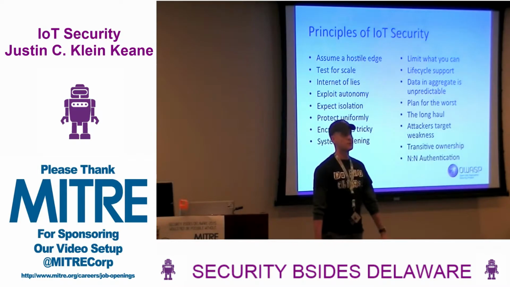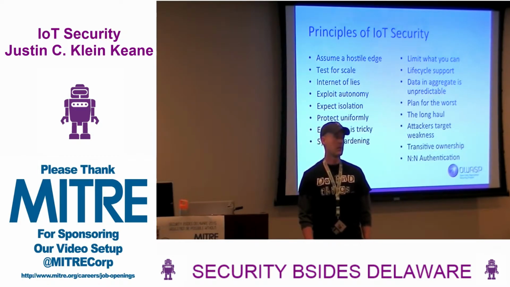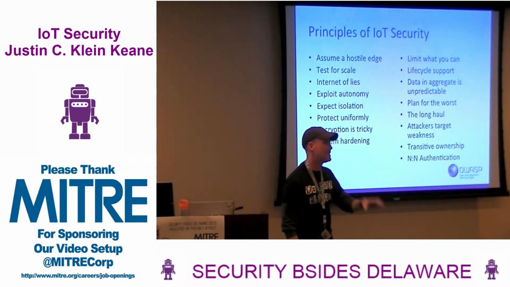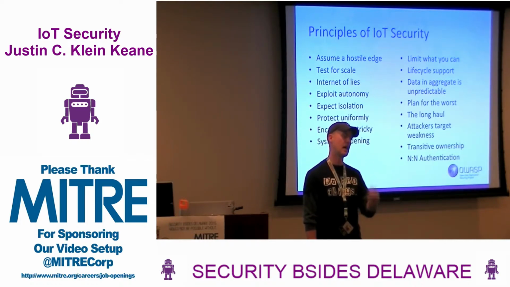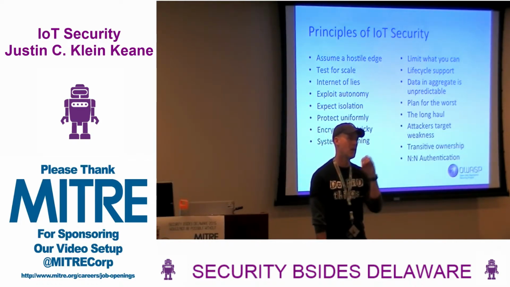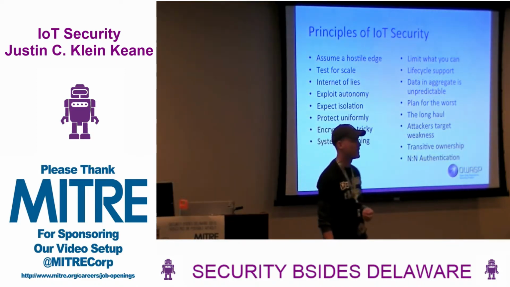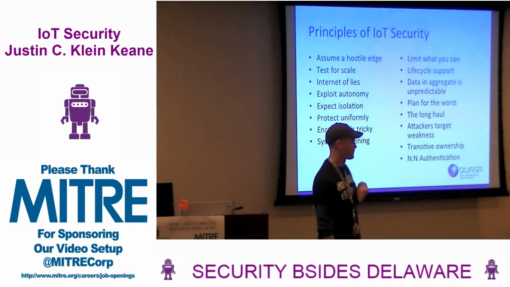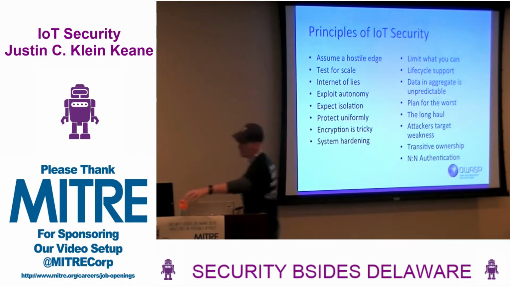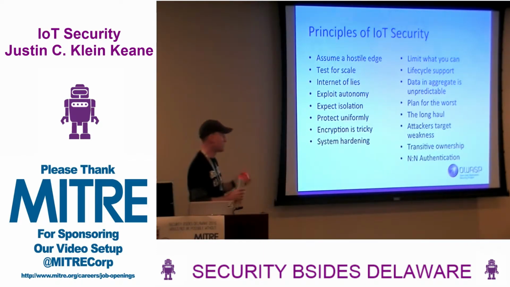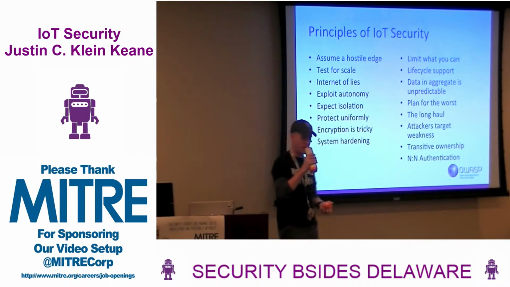Data in aggregate is unpredictable. This goes back to the principle of privacy. Everyone sees the value of collecting data in IoT, but very few people are thinking about the privacy implications of collecting that data. And I really like to talk about the example of, say, you're a manufacturer of a tire pressure sensor, right? You want this to be a smart tire pressure sensor, so you want it to report back to home.